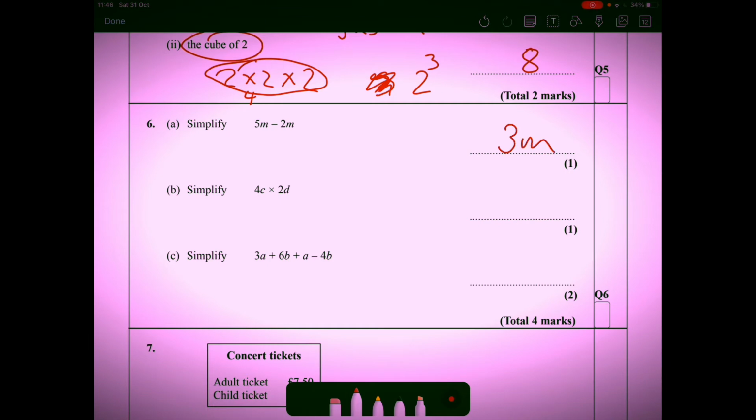Simplify 4c times 2d. When it's multiplying, I always just like to expand it so I can see the operations going on here. So it's 4 times c times 2 times d. I then rewrite it in order with the numbers all together: 4 times 2 times c times d. And therefore I can then see that it's going to be 8cd.